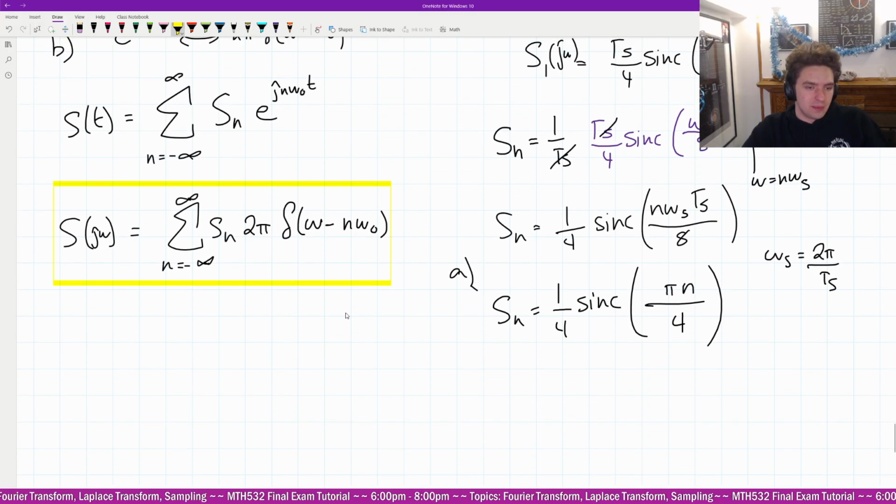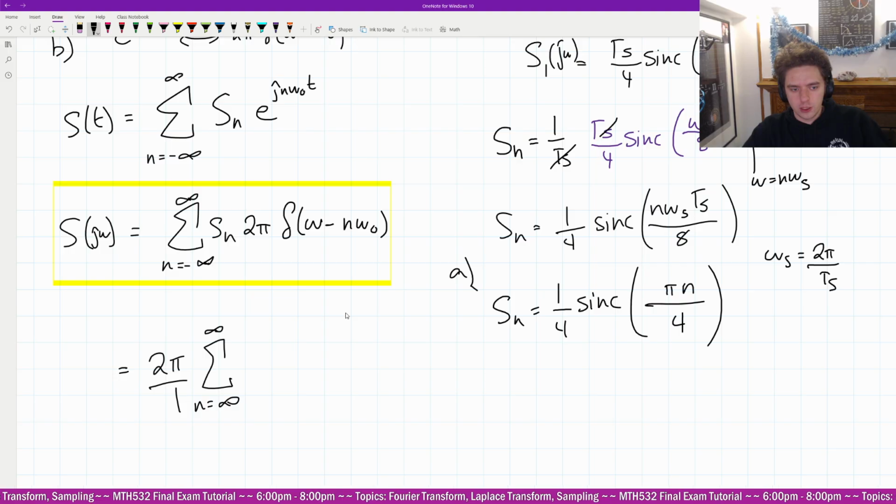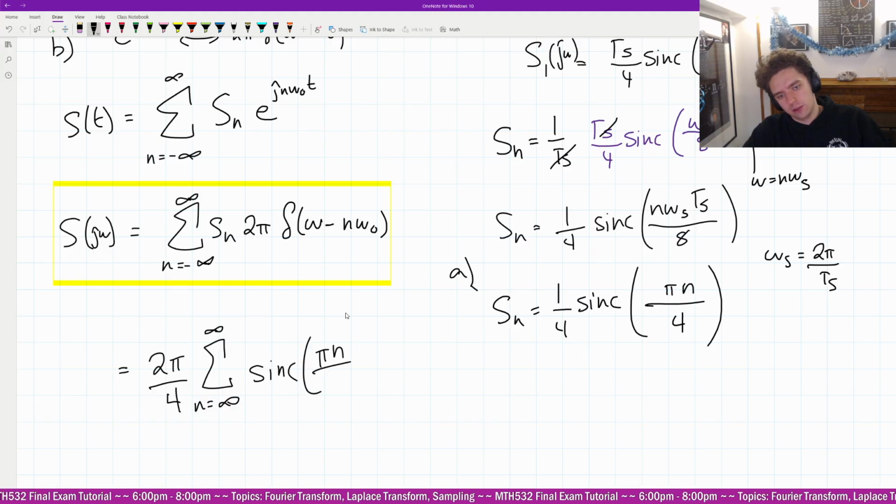So you just do that, basically. So 2 pi can come out. Is there a 1 over t that I'm missing somehow? No, I think that's fine. So 2 pi can come out to the front. This is just another sum of impulses, right? The sum from n equals negative infinity to infinity of, well, Sn. What did we say Sn was? Well, it was 1 over 4, so I'm going to put the 1 over 4 here: sinc(pi n over 4) delta(w minus n omega naught).